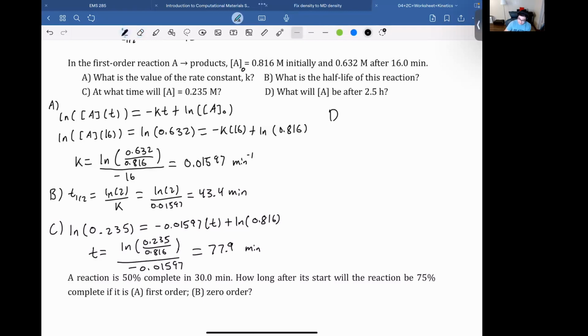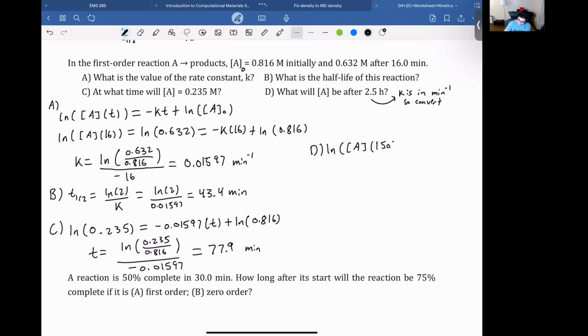Next, it says for D, what will A be after 2.5 hours? So now what we're doing is we're plugging in 2.5 hours for t. We do have k in minutes, k is in inverse minutes, so convert this to minutes. 2.5 hours to minutes is 150 minutes.